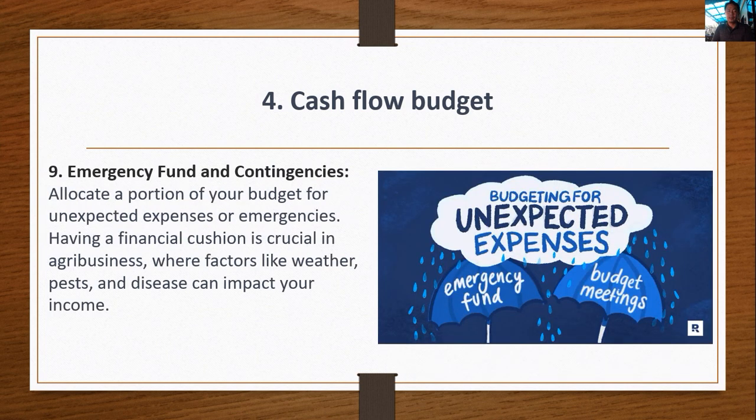And also, class, having an emergency fund and contingencies should also be part of your cash flow budget. Allocate a portion of your budget for these unexpected expenses or emergencies. Having a financial cushion is crucial in agribusiness, where factors like weather, pests, and diseases can impact your income.